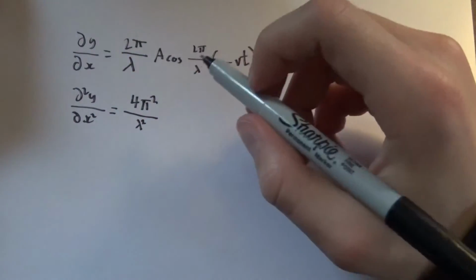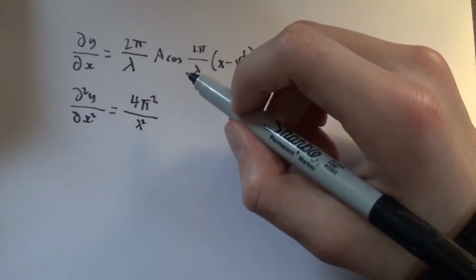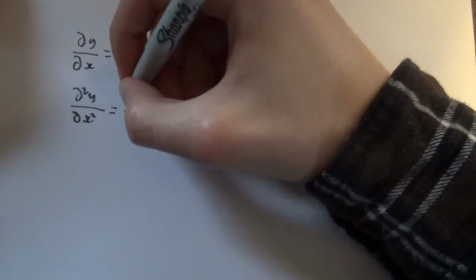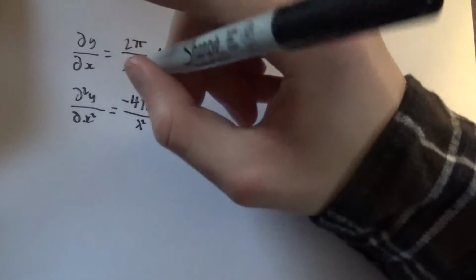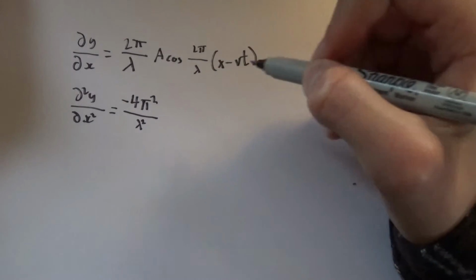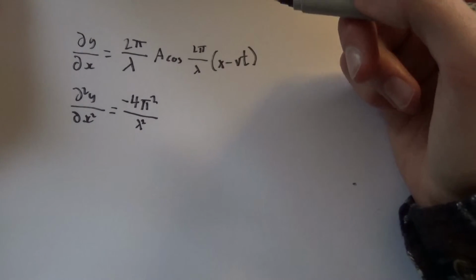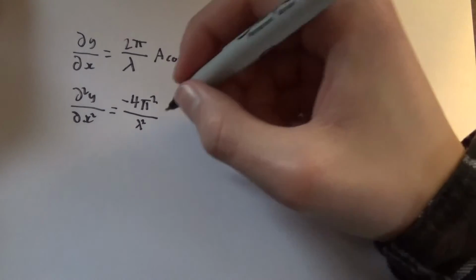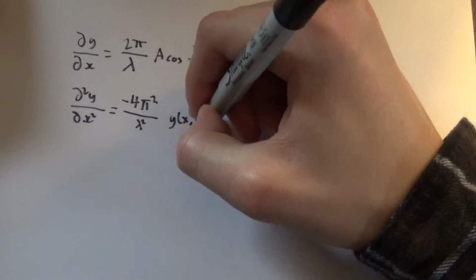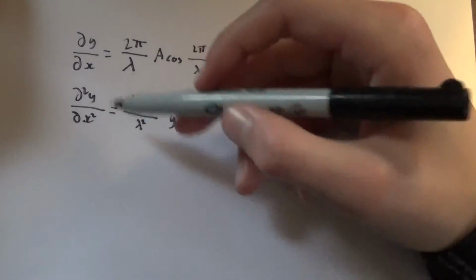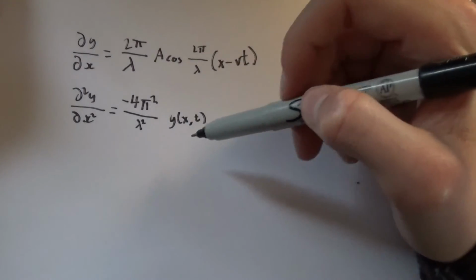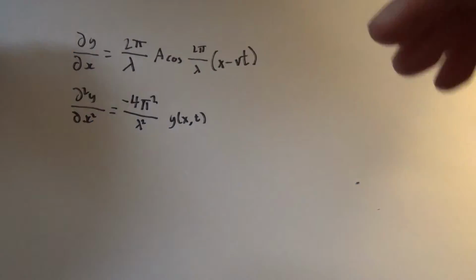But now, the derivative of any cosine function, you replace the cosine with a negative sine. So let's put the negative over here. But wait a minute. If this becomes sine again, sine of 2 pi over lambda times x minus vt, that's our original function. So just to save paper and time, I'm just going to write that as y of x,t. So we now know that the second derivative of y with respect to x is negative 4 pi squared over lambda squared multiplied by the original function. Okay, that's great.